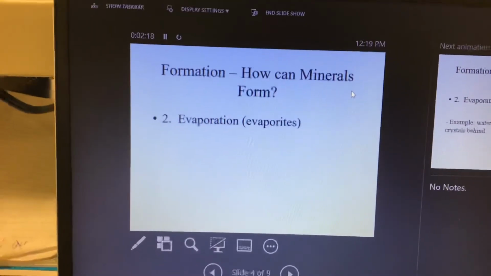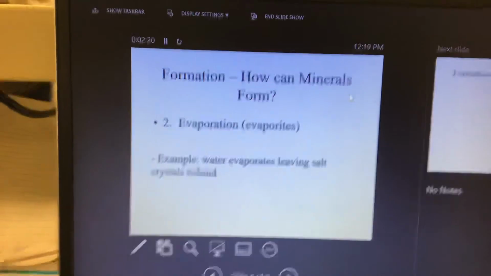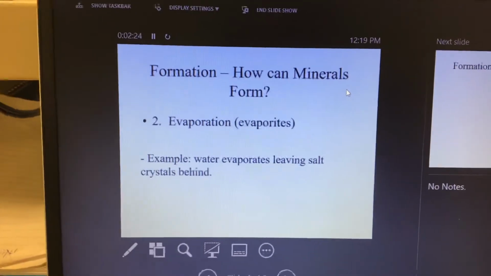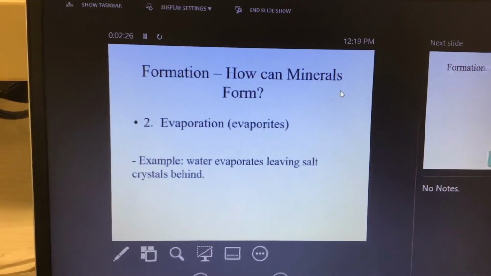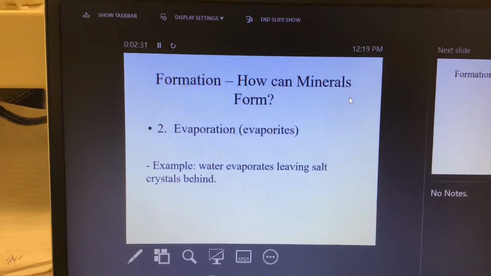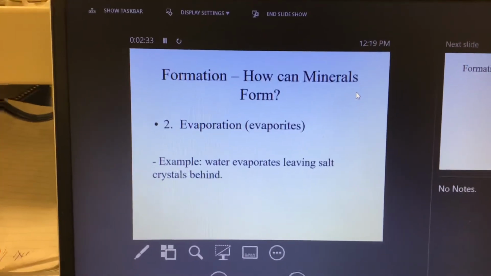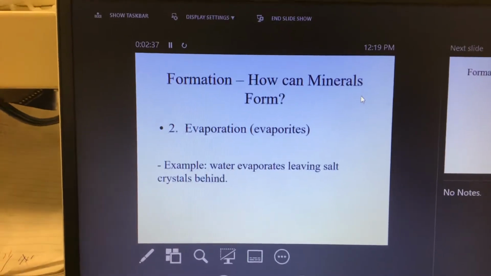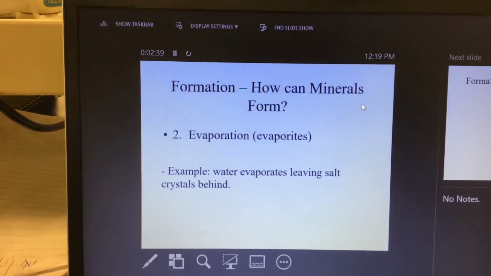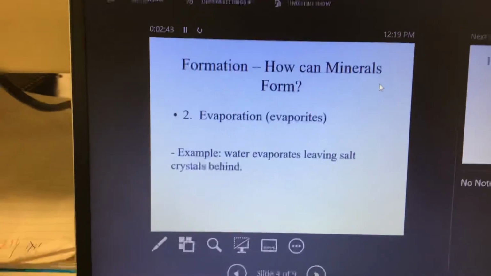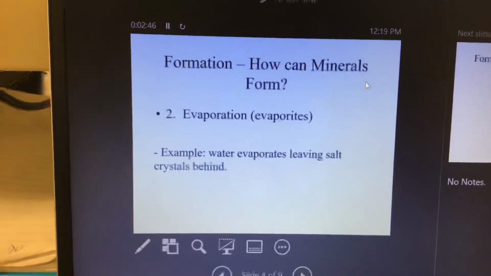Evaporation is one way minerals can be formed. So I could take ocean water and evaporate it and I'd be left with salt crystals. Salt is a mineral. So with magma cooling and forming minerals, and then evaporation forming salt minerals.